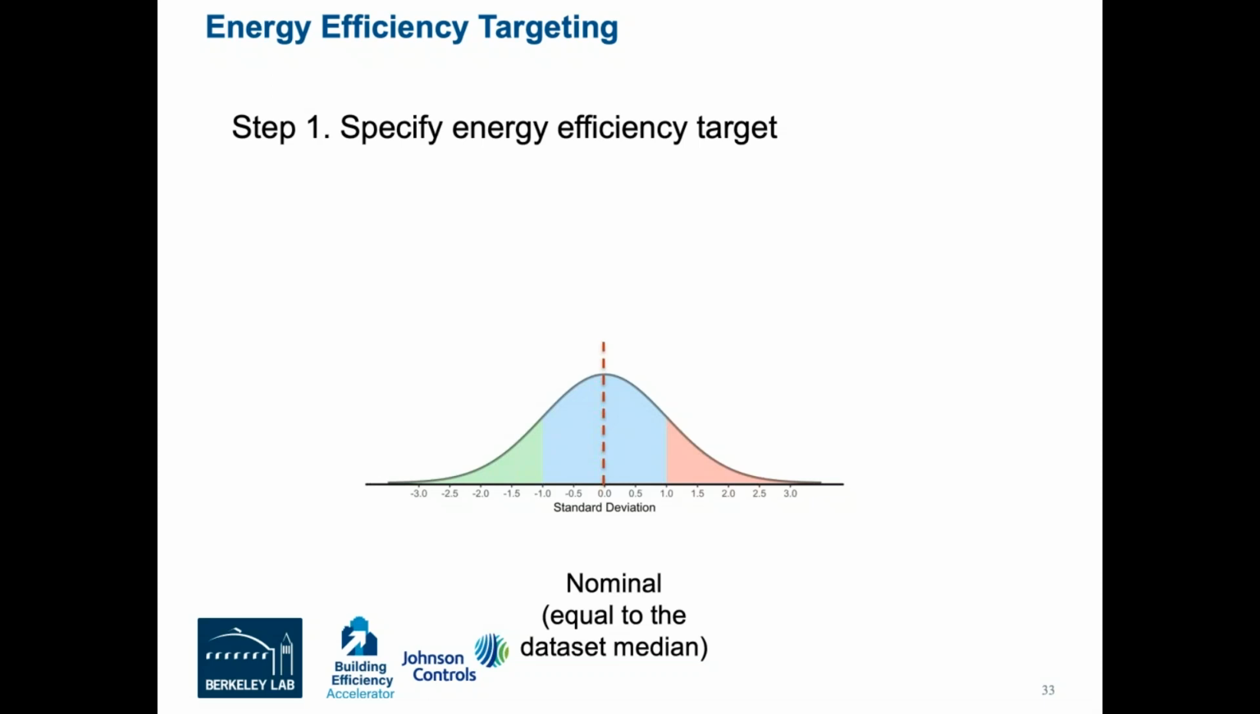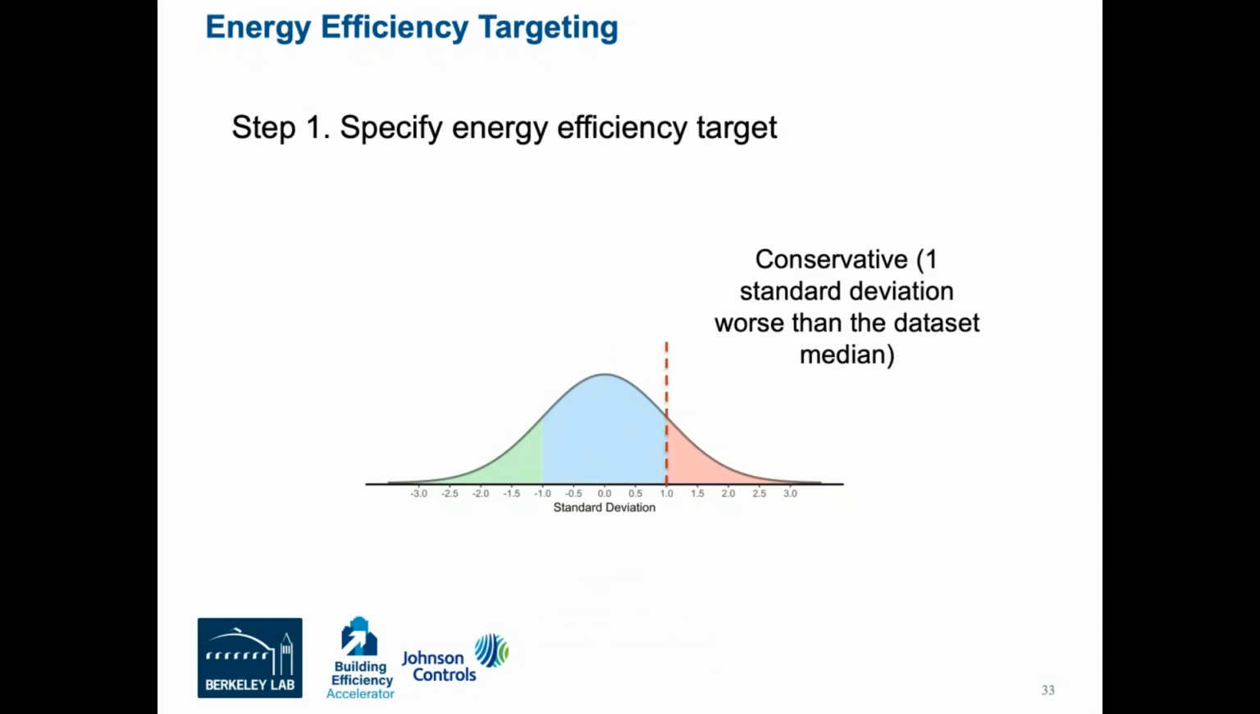And what that means is that the target within the analytical engine would be equivalent to the median for the data set. And then thirdly, there's an opportunity at this point to select a conservative target, which would mean that the performance improvement would actually be 1 standard deviation worse than the dataset median. So there are 3 options for users to select the type and the ambitiousness level of their target: aggressive, nominal, and conservative.